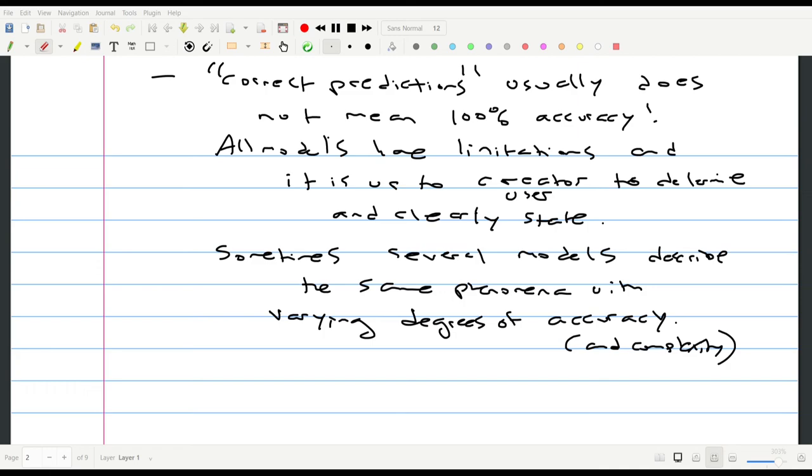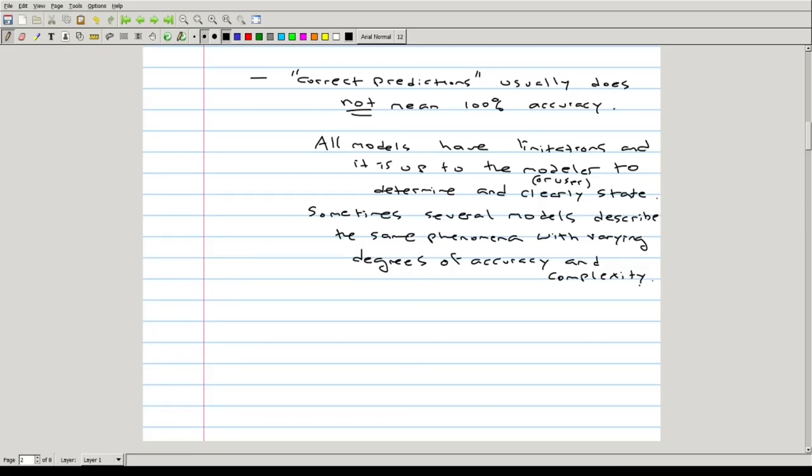So I have one more example that I want to give of this idea of a relatively basic model compared to a more advanced model. This is the example of gravitation theory, the theory of gravity.